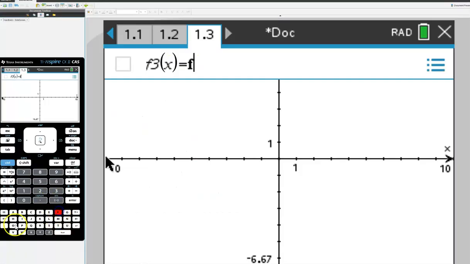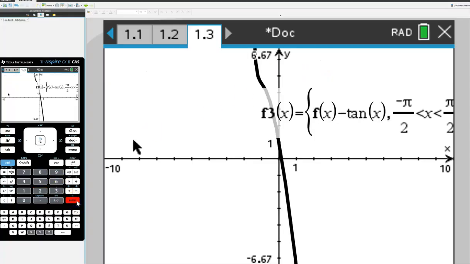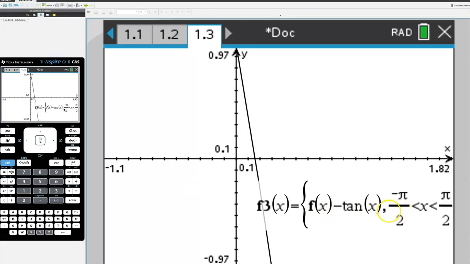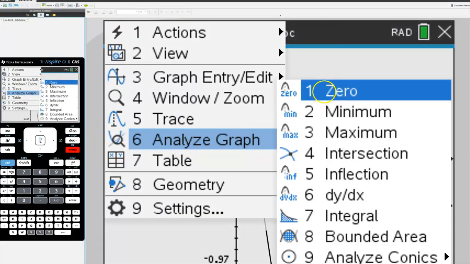So we've got to do f of x minus tan x such that x is between negative pi over 2 and pi over 2. We're going to go ahead and grip it and rip it. Boom. There's our graph. Okay, let's zoom in here a little bit. So I graphed f of x minus tan x. We need to find out when f of x equals tan x. That's going to be this 0 right here. Menu, analyze graph. Would you look at that? The first option is find the 0.